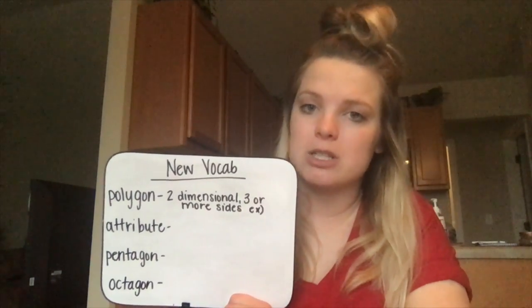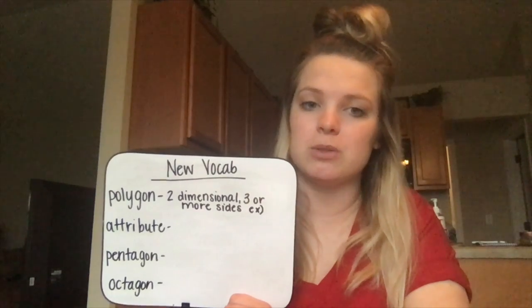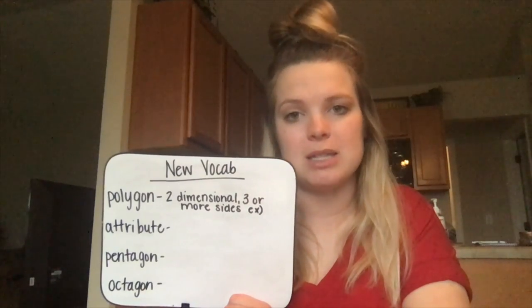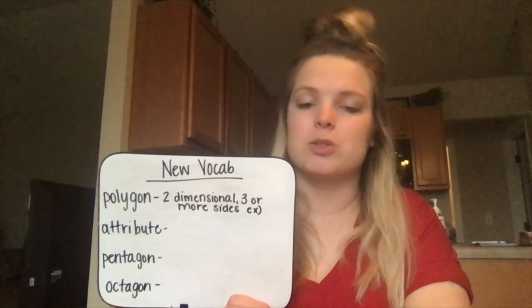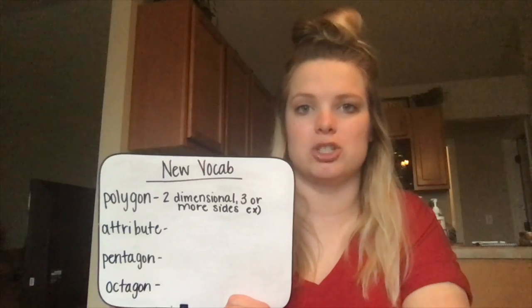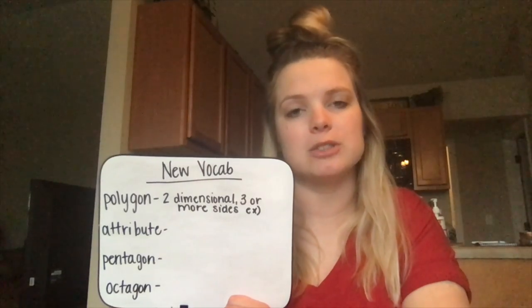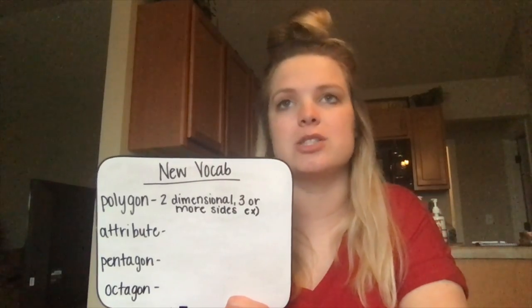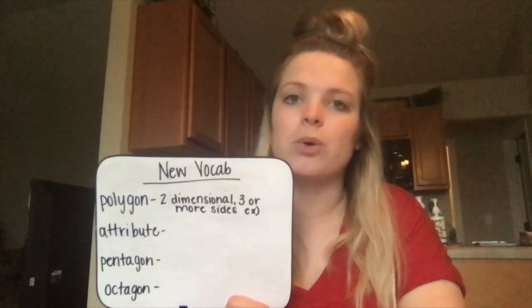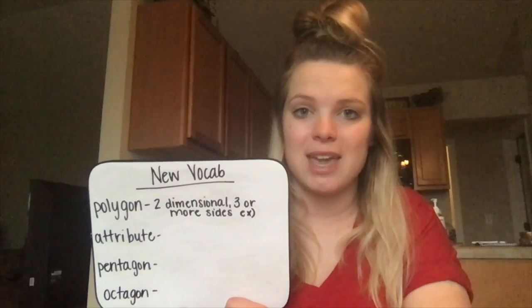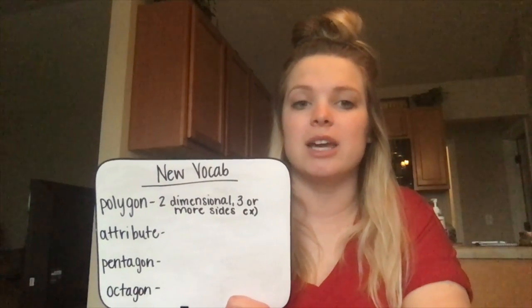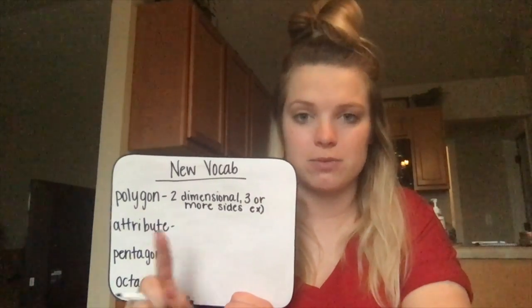The next word that we're going to talk about is the word attributes, and the word attribute means characteristic. So it's going to be things that we can tell someone that's going to help us describe that shape. So for describing the attributes of a triangle, we could say it has 3 sides, it has 3 corners, it has 3 angles like we talked about yesterday. All of those things are characteristics or attributes for a triangle.